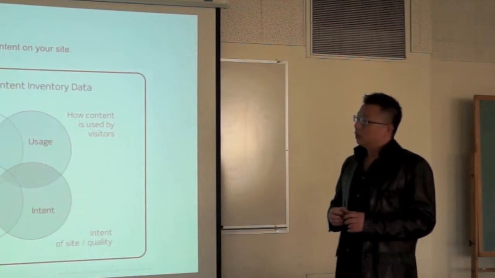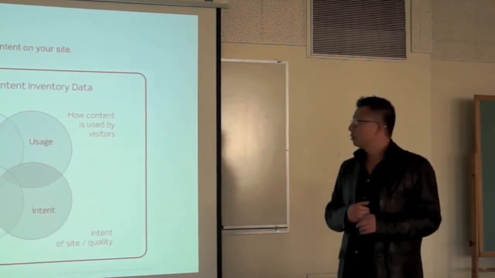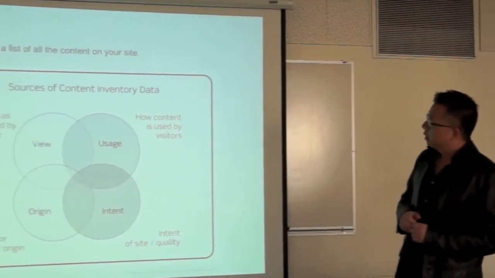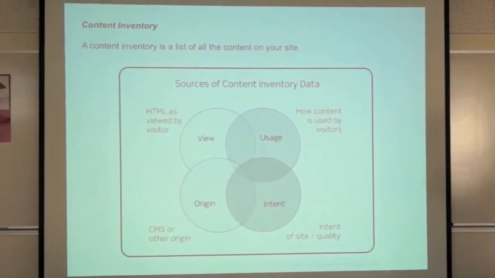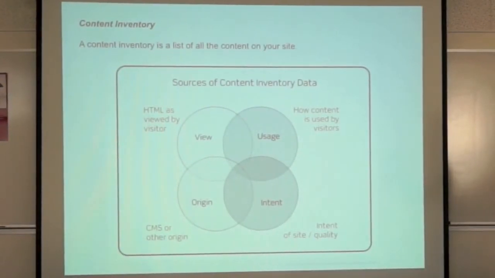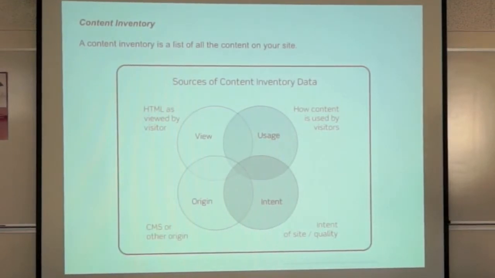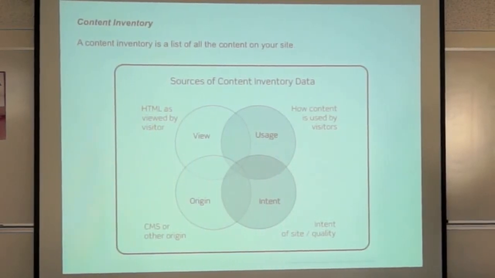So you need to create a content inventory for your site or for your service. Normally, an inventory contains four parts. The view, which is what's viewed by the visitors, by the audience. The usage, how the content is being used by the visitors. The intent, and also the origin, like the version and the authorities.